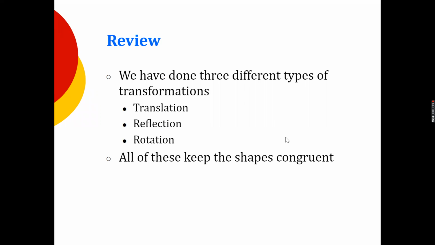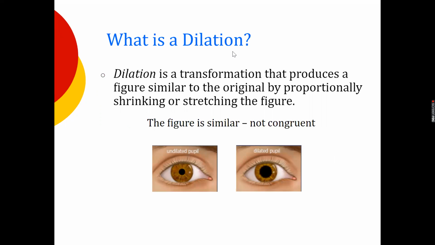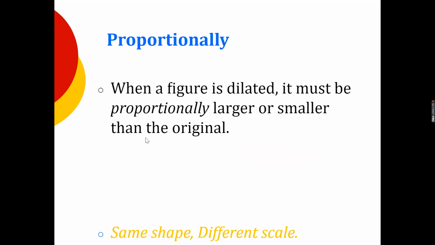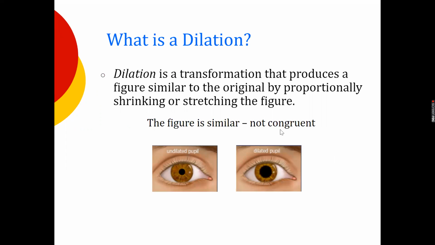In today's lesson, dilations, we are transforming the figure, but this time it's going to produce a similar figure. And that similar figure is going to be similar to the original by proportionally shrinking or stretching the figure. That word proportionally is key, which means the figure is similar, not congruent. If we look at these pupils, this is what I think of when I think of dilations. This is an undilated pupil, and this is a dilated pupil.